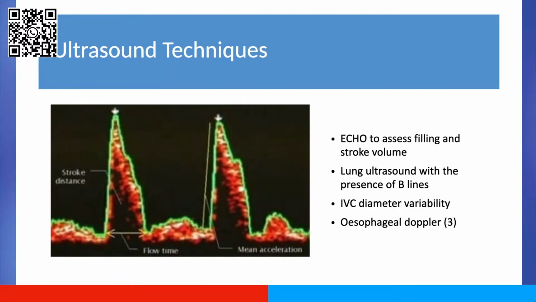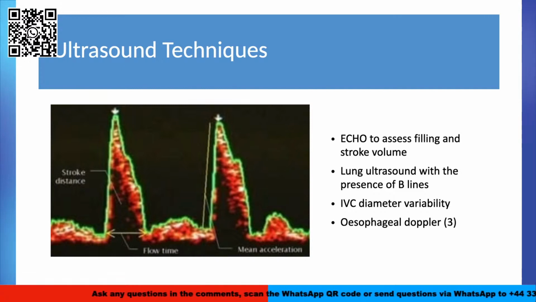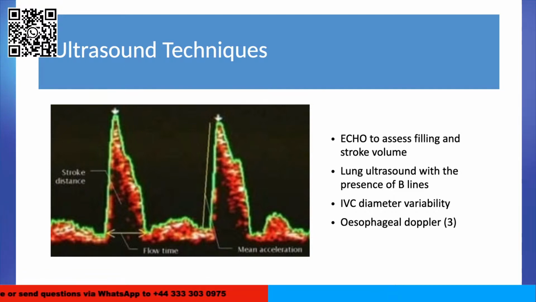The use of ultrasound techniques in the critical care department are also increasing, and the use of echo to assess filling and stroke volume can be used. An ultrasound of the lungs can show the presence of B-lines and pulmonary edema, and the use of a phased array probe below the xiphoid process can show IVC diameter variability between expiration and inspiration. A high variability suggests fluid responsiveness, although its evidence is lacking.